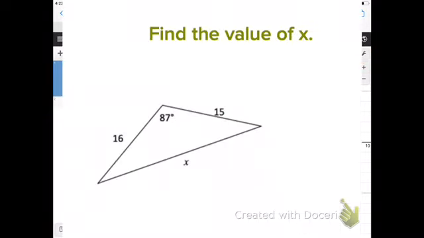So I wanted to do a second problem with you. This one we have a side across from an angle, but you can see that we don't have any other angles. We have two other sides. So this is when you cannot use the law of sines and you need to use the law of cosines.